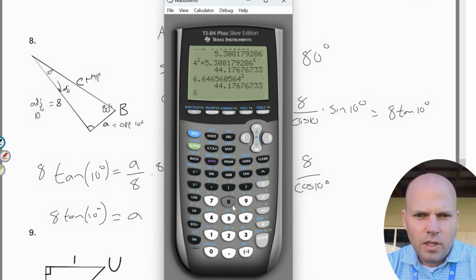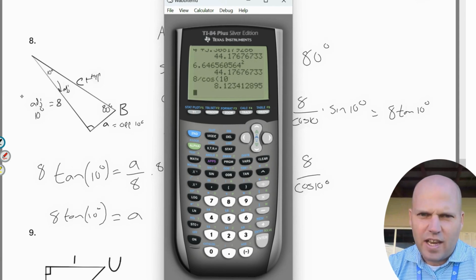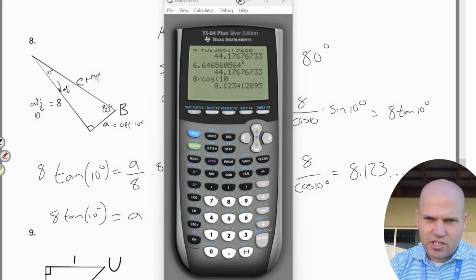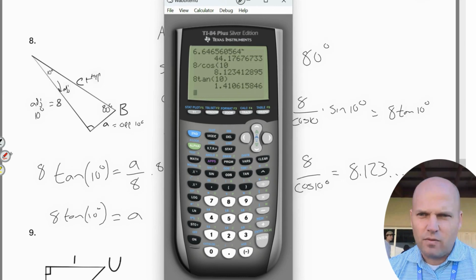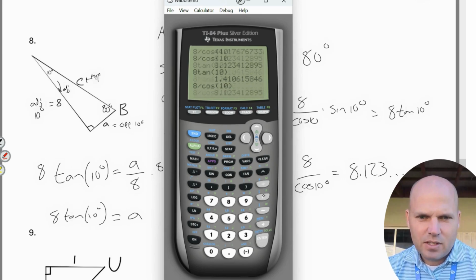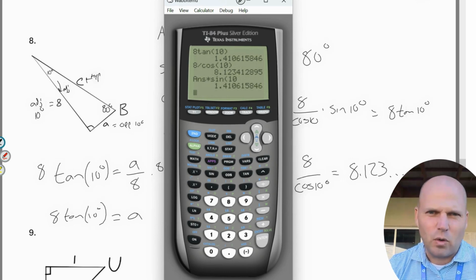So 8 divided by the cosine of 10 is 8.123. 8 times the tangent of 10 is 1.410. 8 divided by the cosine of 10 times the sine of 10 is 1.4106.